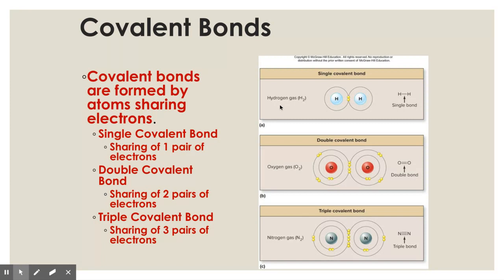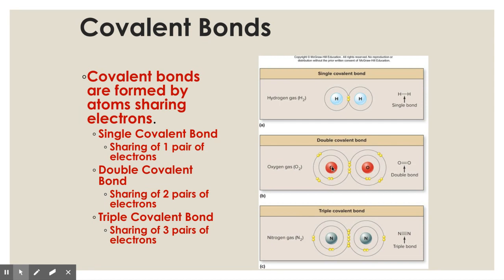Hydrogen gas, right, that would be molecular hydrogen really, is 2 hydrogens bonded together, and they are sharing this pair of electrons. And we designate it with just 1 line, like a little dash saying a single bond. A double bond is going to be sharing 2 pairs of electrons, or 4 total electrons. And that would be like O2, oxygen gas.